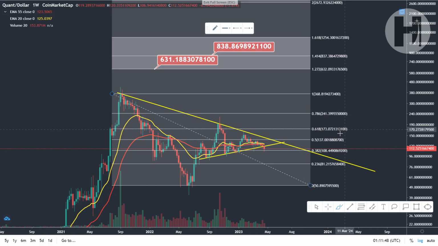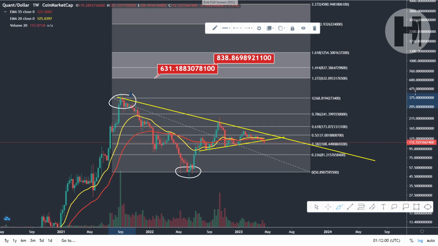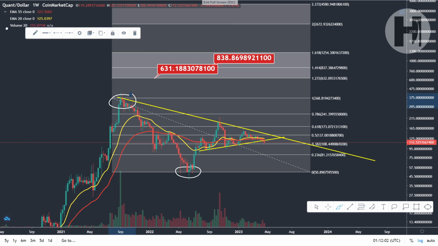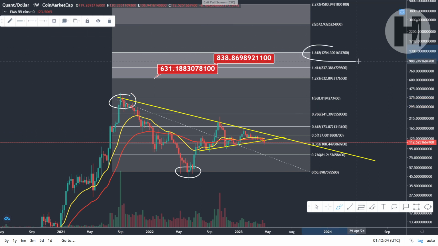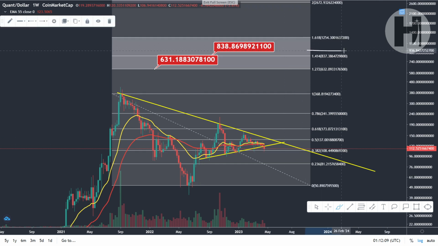Taking a look at the weekly chart, immediately you can see that we have a Fibonacci retracement set up with the swing low printed in June 2022 and the swing high printed in September of 2021. The 1.618 target here is going to be sitting at $1,254. That could be a bit too much in my opinion. So we can be a bit more conservative and we can start targeting $837 and $632. Those two targets are going to be massive in the next bull market, in my opinion. So these are going to be your take profit zones.